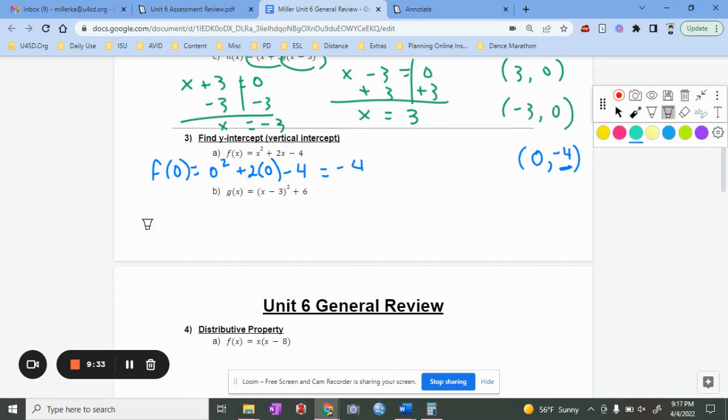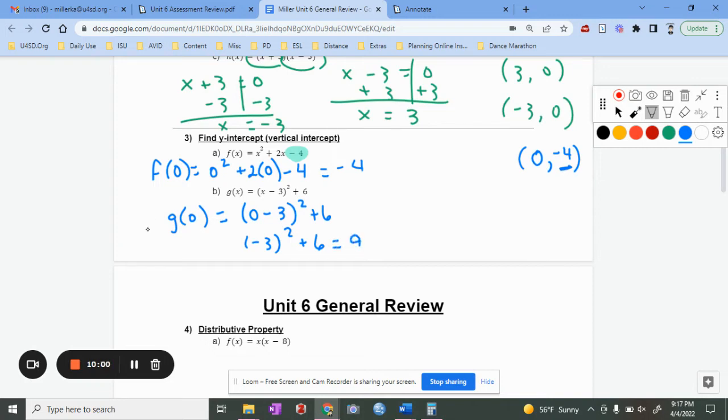Now you might notice a pattern. That negative 4 is the constant at the end. That is something to very much be aware of. We're going to do the same thing for part B. Put in 0 for x. And we end up with negative 3 squared plus 6. Negative 3 in parentheses, then squared. Negative 3 times negative 3 is positive 9, plus 6 is 15. So (0, 15) is the y-intercept.